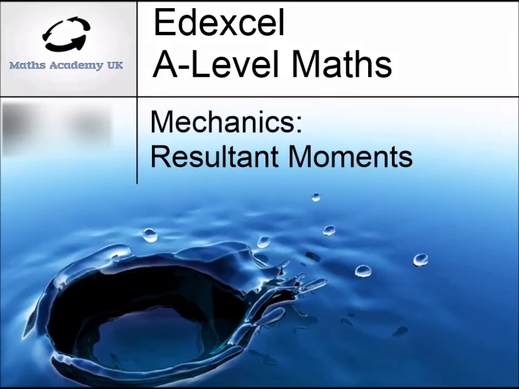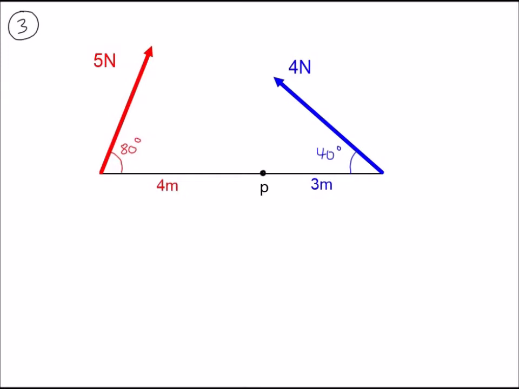Resultant moments. Example 3, we have a uniform light rod. So this rod here in black, its mass and hence weight can be ignored.